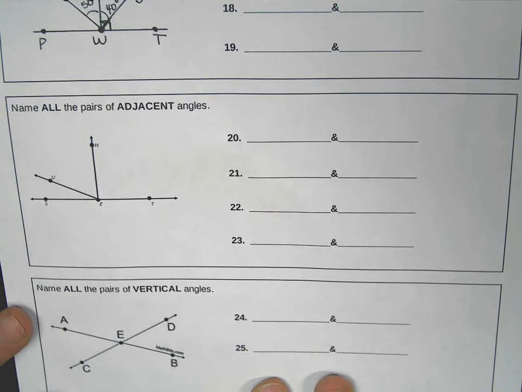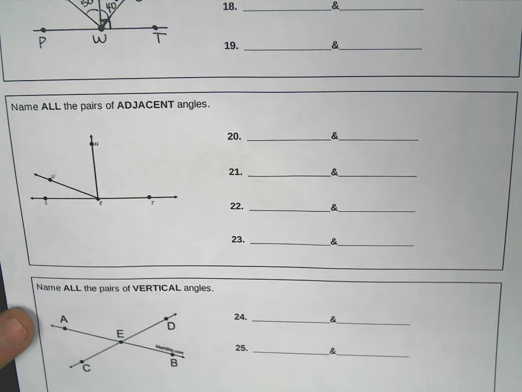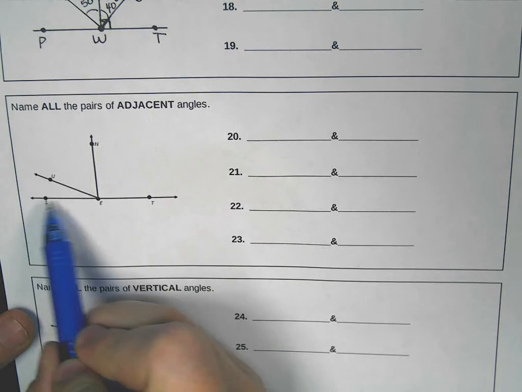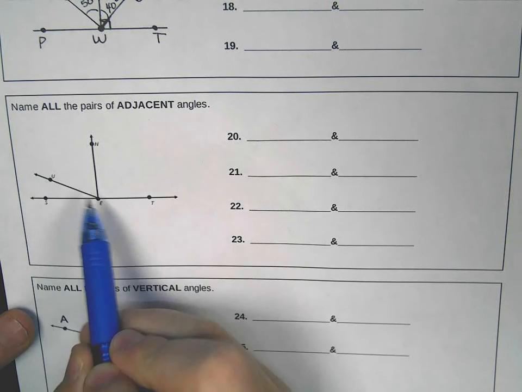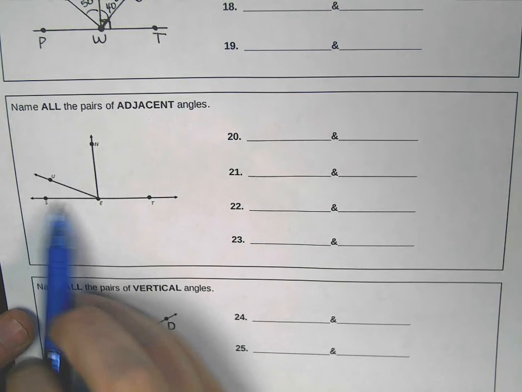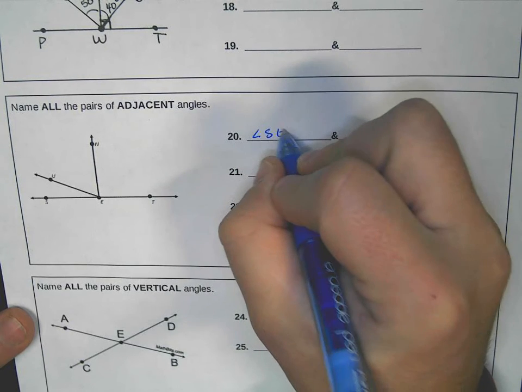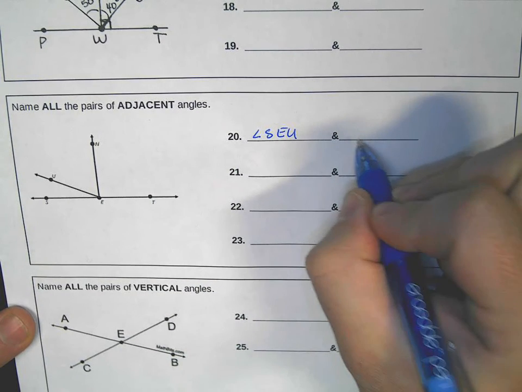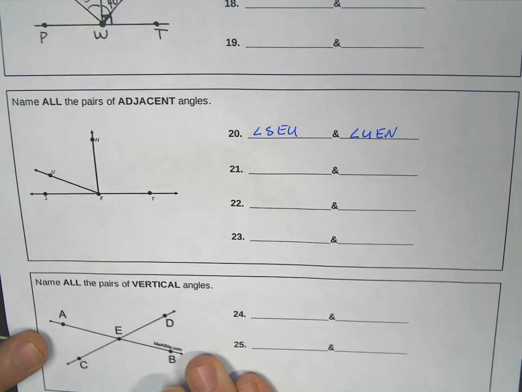And here we want to name all our pairs of adjacent angles. All they do is share a side and a vertex. So we could say SEU and UET. We could say UEN and NET. I'm going to start with just moving left to right. So I go SEU and angle UEN. Like so.